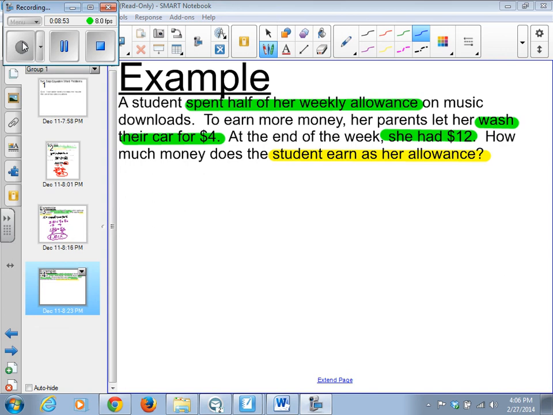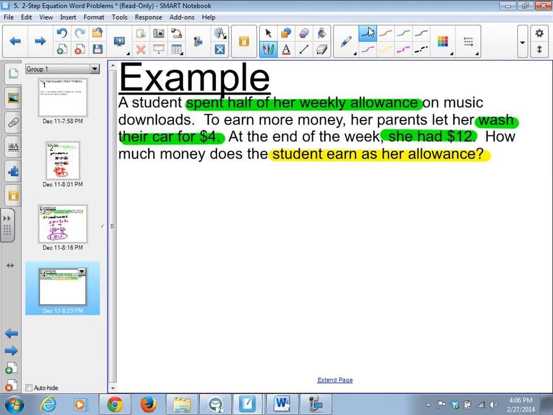All right, so once again, I've highlighted in yellow what we're trying to figure out. We want to figure out what her allowance is. So x is going to equal the allowance. And then in green, I highlighted the other information we're going to need to write this equation. So we know that she spent half of her allowance on downloads. And then her parents gave her the car. And at the end of the week, she had $12 left over.